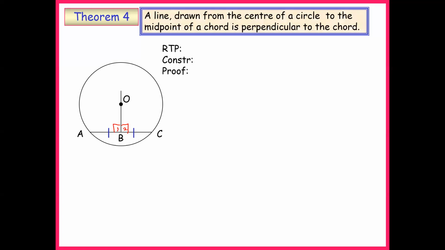Now, lots of grade 11s struggle with the reason for this theorem. So I would say, what do you see? We see a line from the center to the midpoint. That's what we're actually seeing. Our conclusion is B1 is equal to B2 because of the theorem.